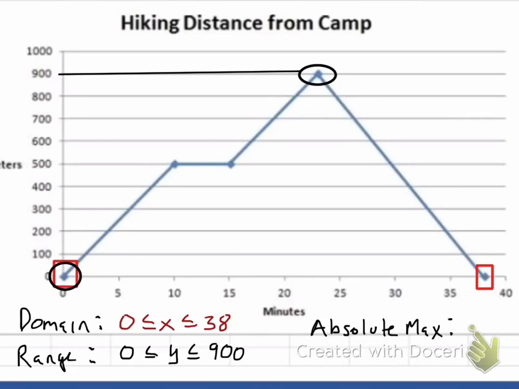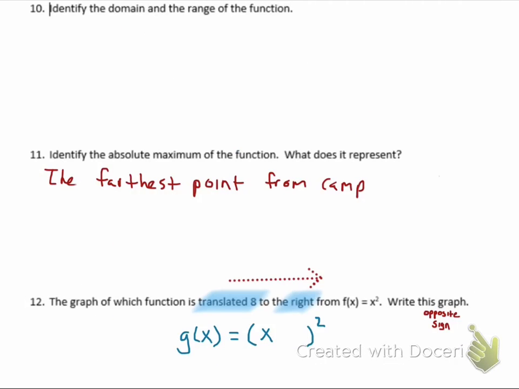Okay? And then your absolute max is, if you've done your range right, you can look at your absolute max. That's your highest point. So, the one thing that I would like to say here, identify the range. The absolute max of the function, it's the farthest point from camp. So you need to have something like that.